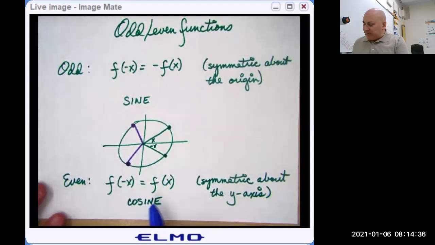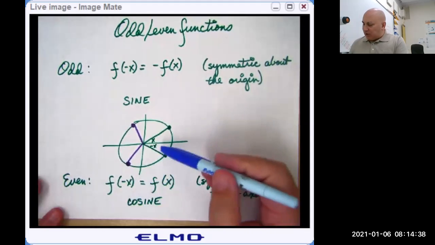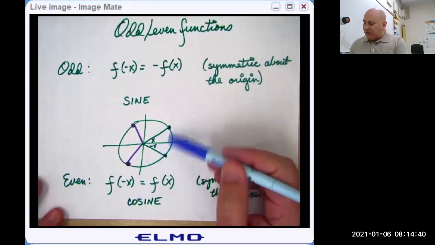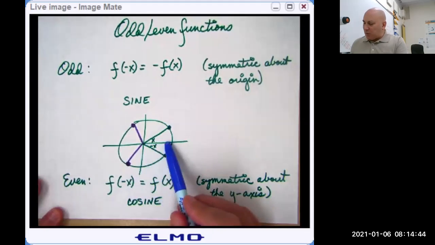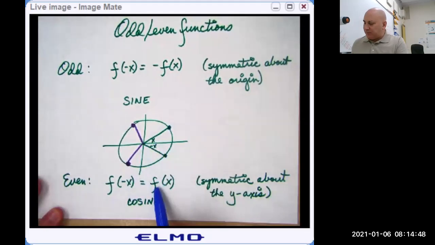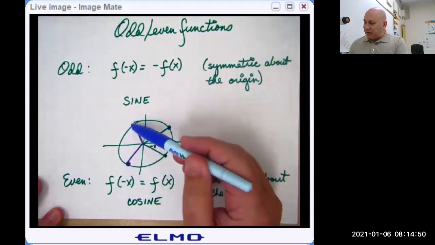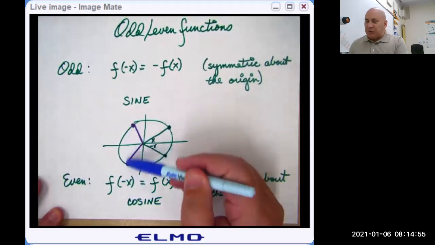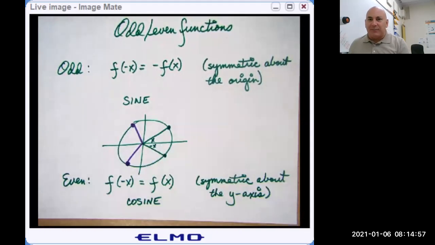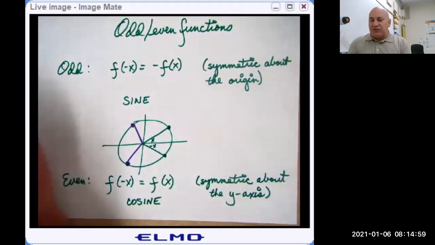Cosine functions are even. You'll see that the cosine, the x coordinate of these 2 points is the same. So the x coordinate of this point is equal to the x coordinate of this point. Same with these 2 points. If this is x and this is negative x, these two x coordinates are the same. The sine is an odd function, cosine is an even function.